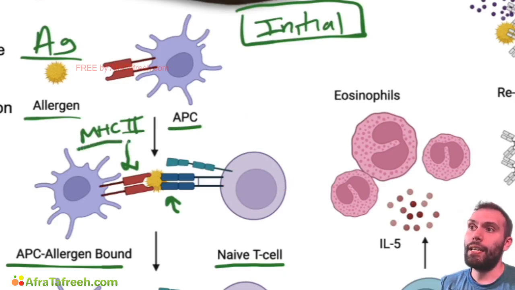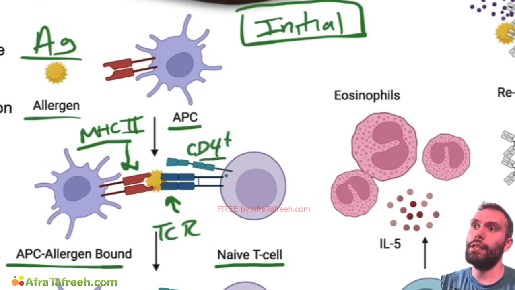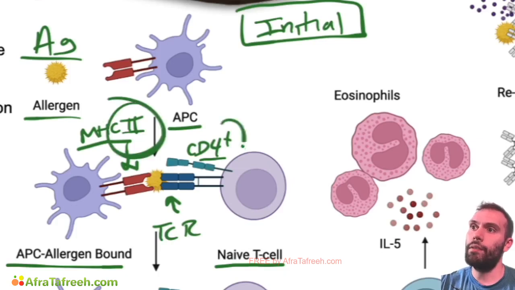And if it's presenting it on MHC2, then this naive T cell that recognizes it must recognize it on a T cell receptor that has a CD4 positive co-receptor. How did I know it was CD4 positive? Remember your rule of eights. 2 times 4 is 8, right? MHC2 times 4, that's 8. This is a CD4 positive T cell.